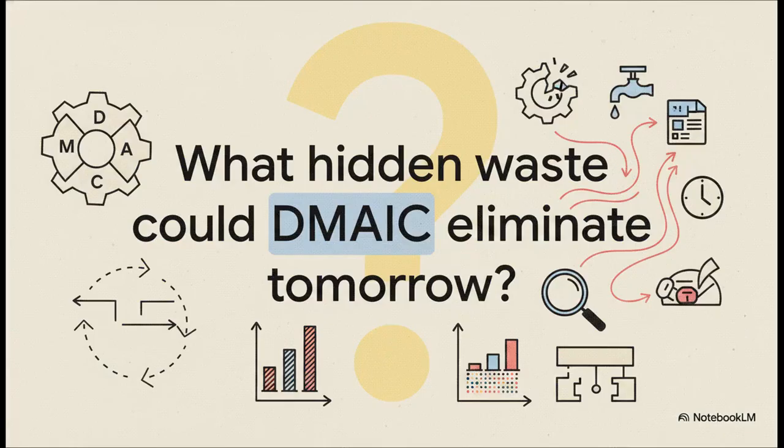By strictly following Define, Measure, Analyze, Improve, and Control, you don't just guess at solutions anymore. You systematically engineer them. You take raw data, you uncover the true structural failures, and you implement mistake-proof processes that actually last. So I want you to take a hard look at your own workflows. What hidden inefficiencies are quietly eating away at your revenue right now? And which engineering process are you going to target with DMAIC first?